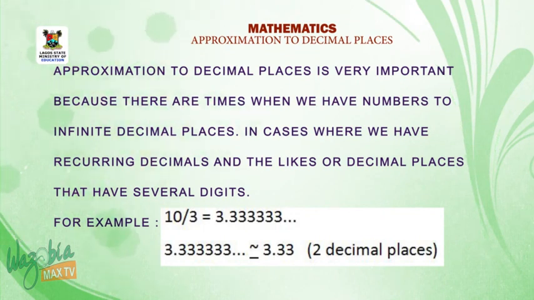For example, 10 divided by 3 gives us 3.33333 to infinity. We need to shorten these to a reasonable number of decimal places. In some cases, the number of decimal places is given in the question or exercise. So if we give our result as 3.33, it means we have approximated to 2 decimal places.